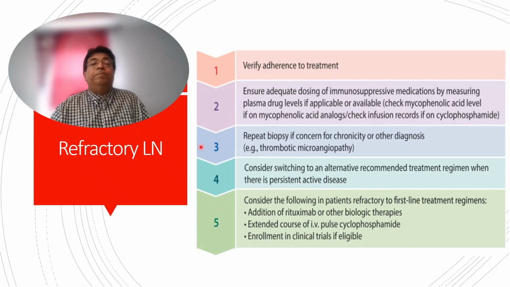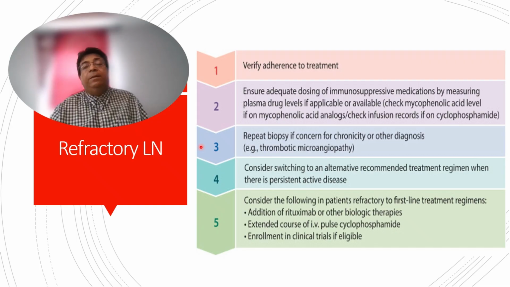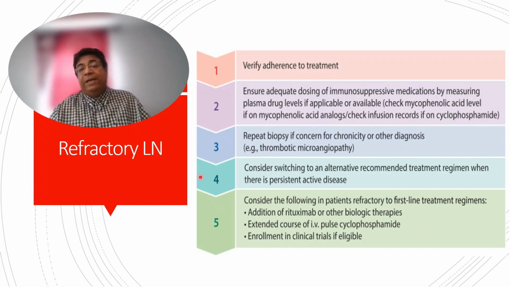And then once those steps have been traversed, then of course you should biopsy the patient, because at that point something else may be going on at the microscopic level. Either you have increased fibrosis and immunosuppression is not appropriate anymore, or some other process may be going on in the kidney biopsy.